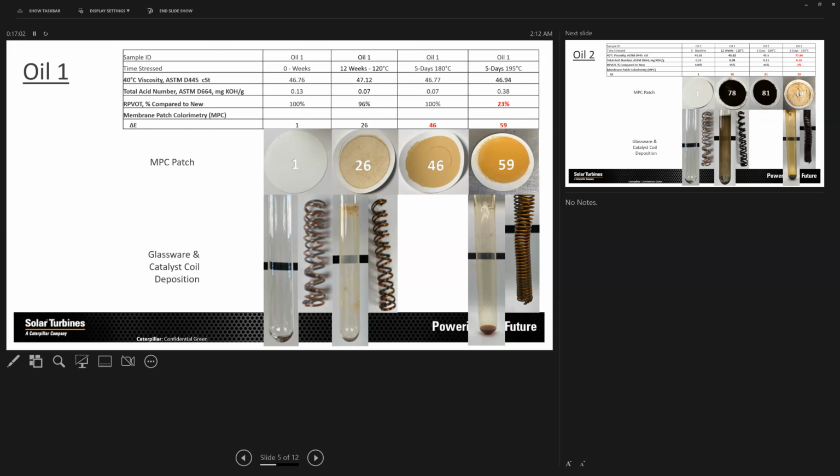In addition to that, we're seeing that the antioxidant numbers are now being consumed at a much higher rate. So we have only about 23% left at the end of this test. And in turn, also the MPC is showing much higher levels. In this case, it was an MPC of 59. And we can also see in this case the visual indication of varnish deposition on the glassware and on the catalyst coil as well.